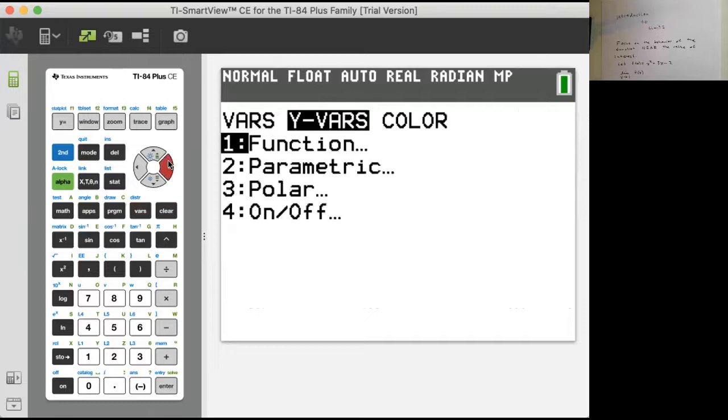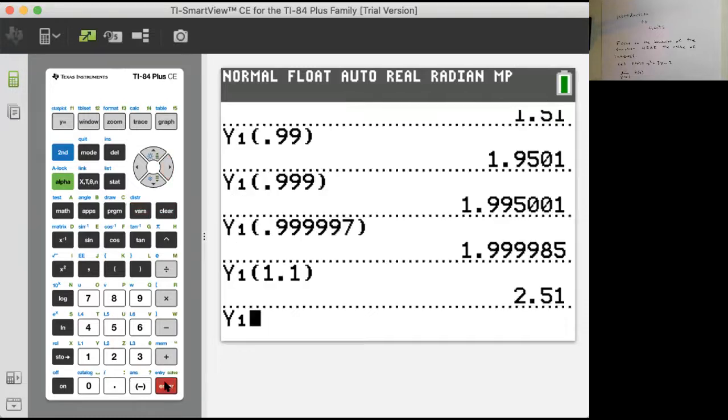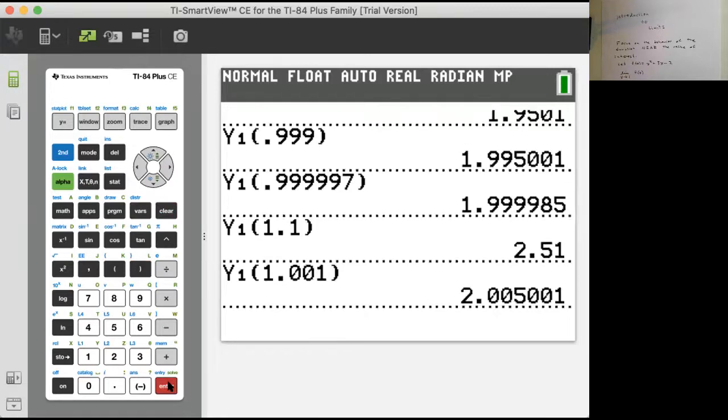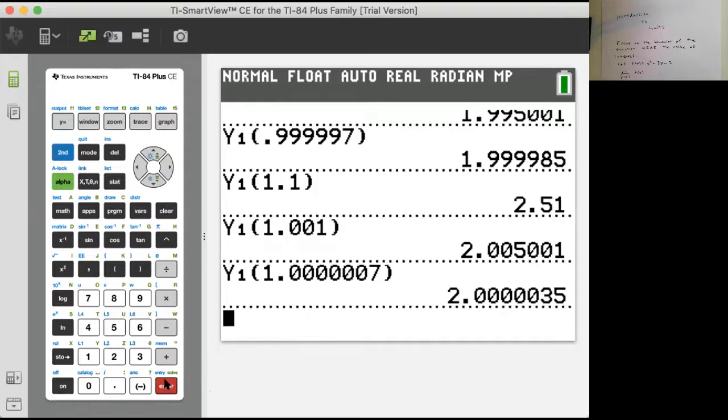Vars, y vars, function y1, how about 1.001? What do I get? A number pretty close to 2. And let's see if that pattern continues with a number even closer to 1. Now this, again, is not a proof. That's a number pretty close to 1. Is the value of the function pretty close to 2? It sure seems to be. So what do we conclude about that? What do we say?